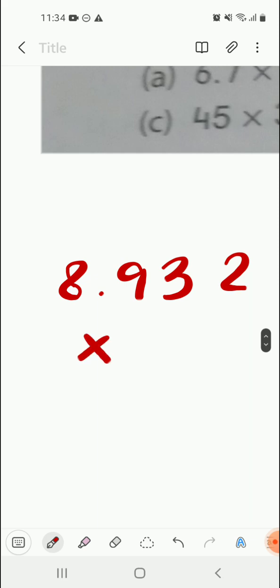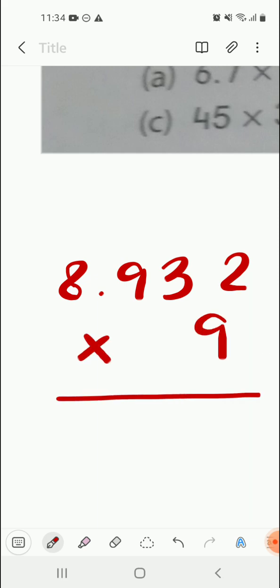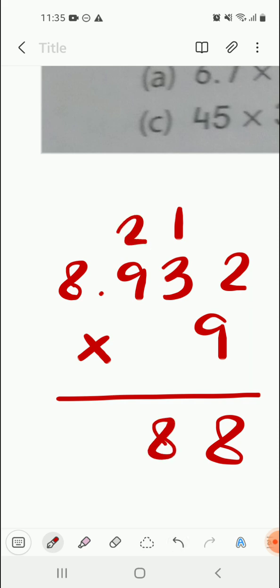8.932 into 9. First we need to multiply this and then find out what the answer is, and then mentally we are going to do the next sum. So see, 9 into 2, 18. 9 3s are 27 plus 1, 28. 9 into 9, 81 plus 2, 83. And 8 9s are 72 plus 8, it's 80.